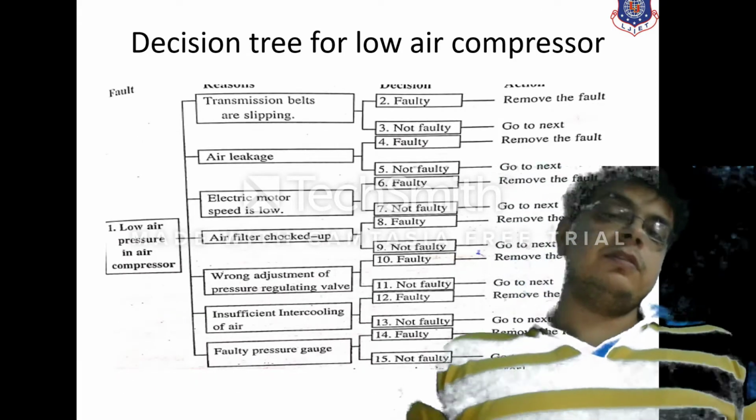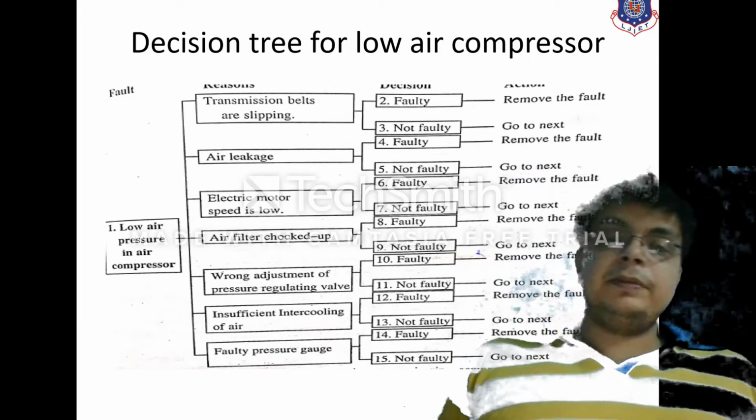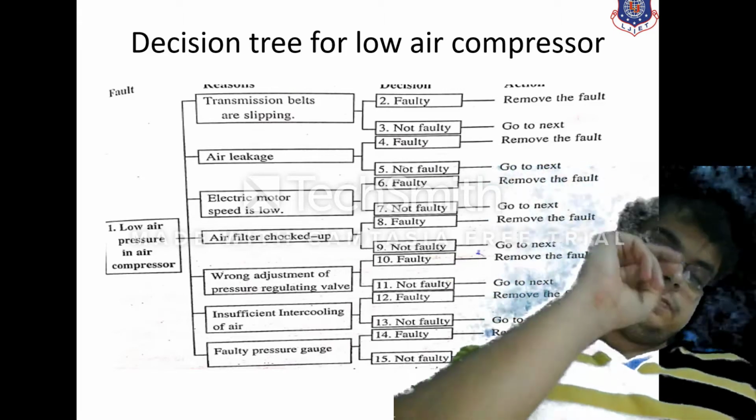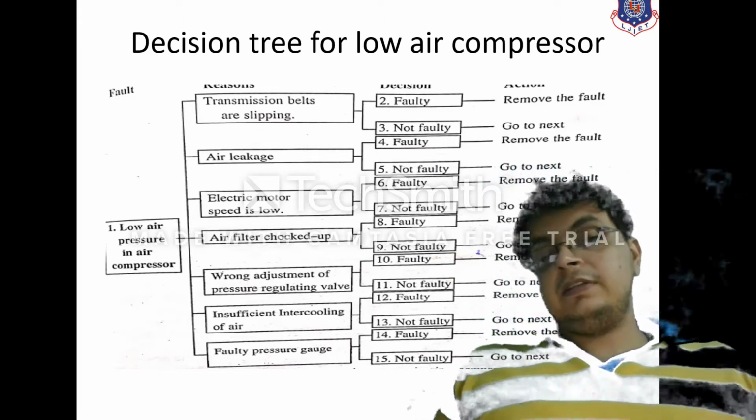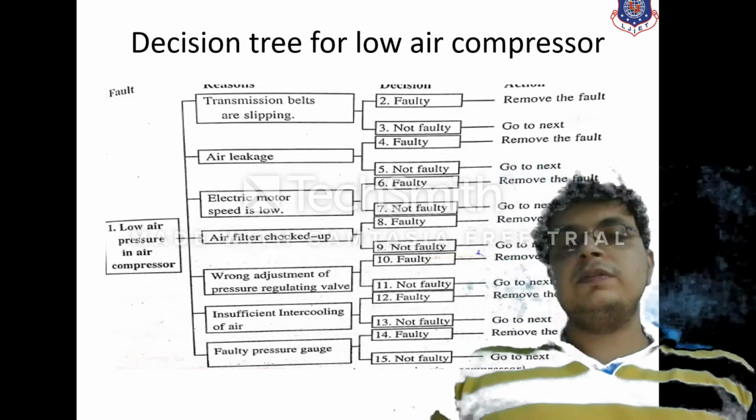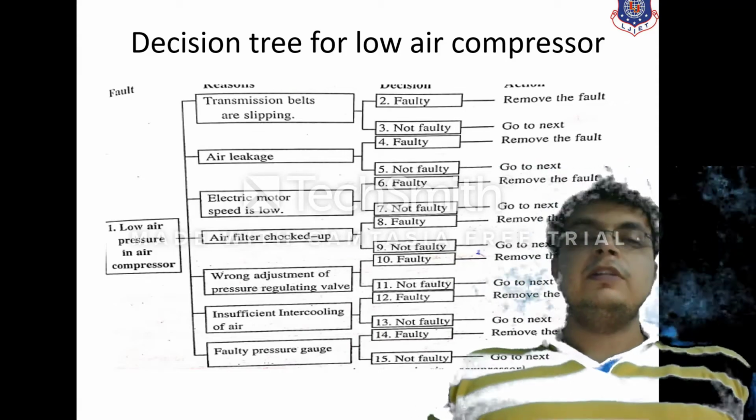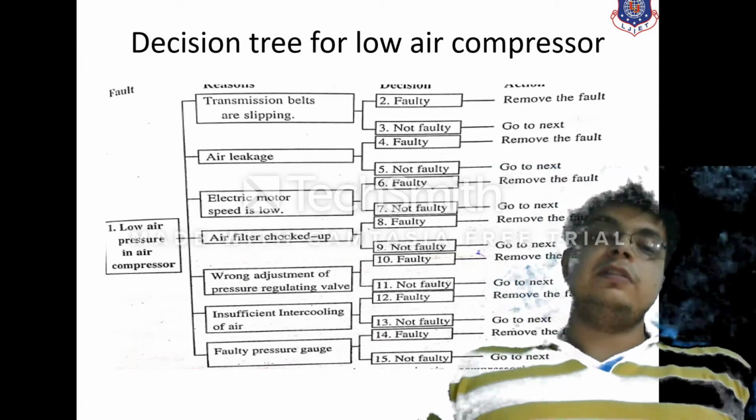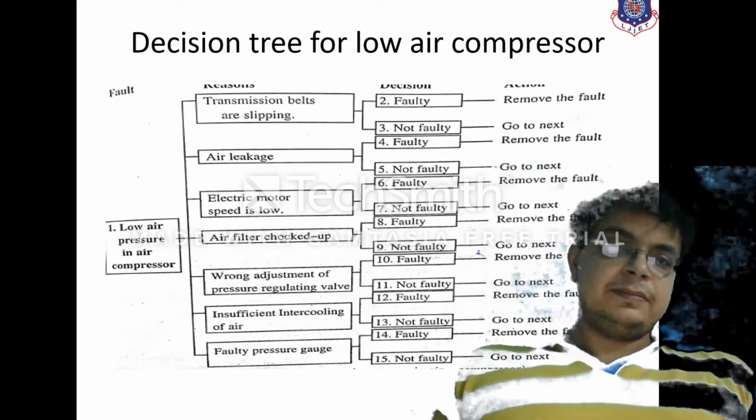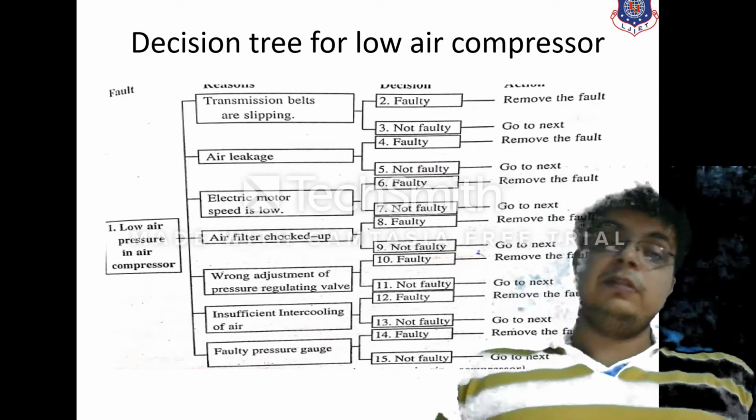Next is the decision tree for the low air compressor. So in case of the low air pressure compressor, in the fault diagram, the low air pressure should be written, and in the next series of the diagram, all reasons should be listed. The reasons mainly include the transmission belt slipping and air leakage. If air leakage is there, then also the problem can occur.